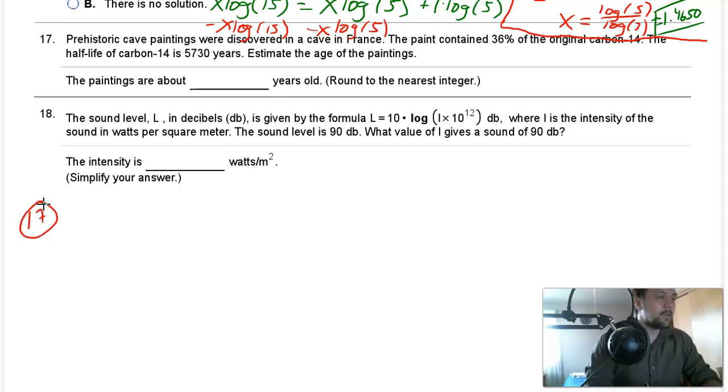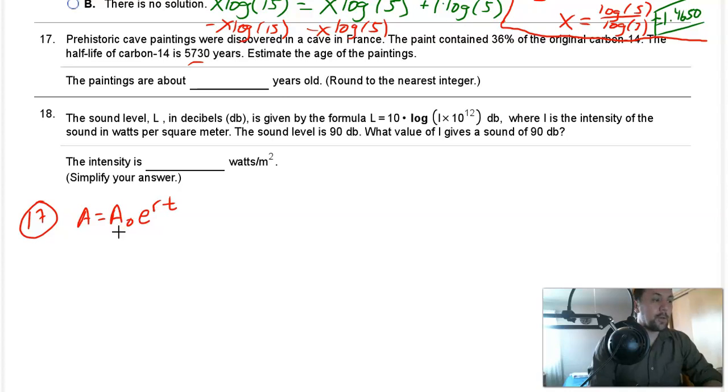All right, so 17. Prehistoric cave paintings were discovered in a cave in France. The paint contained 36% of the original carbon-14. The half-life of carbon-14 is 5,730 years. Estimate the age of the paintings. The formula that you want to use is this formula here for radioactive decay. It's another one that I kind of wish was embedded in the problem. It's not. I'll try to see if I can provide that formula to you somehow when you're taking your test, so I'll look into that either today or tomorrow.